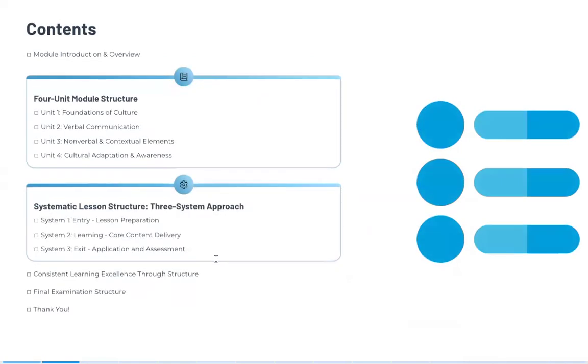So this presentation constitutes the following contents: the module introduction and overview, and then we talk about the 4-unit module structure, and then we tackle the systematic lesson structure, which is based on a 3-system approach, and we also tackle the consistent learning excellence through this structure, and end up with the final examination structure information.